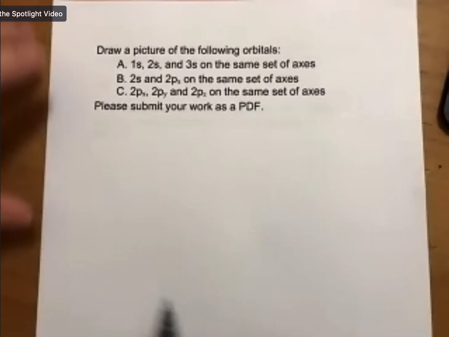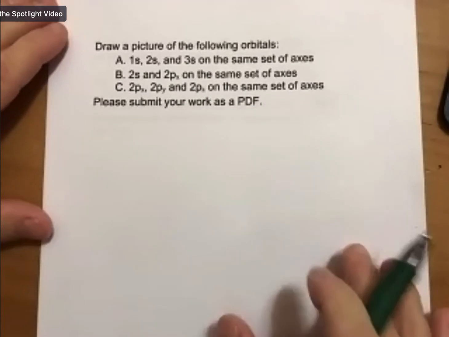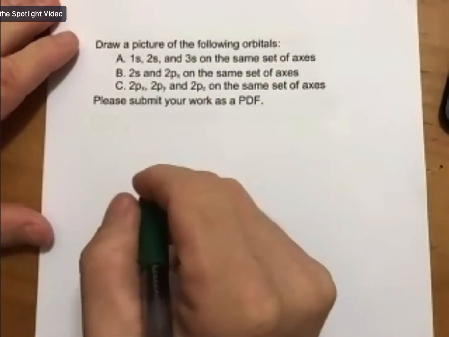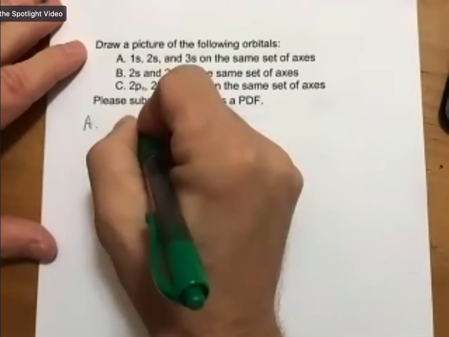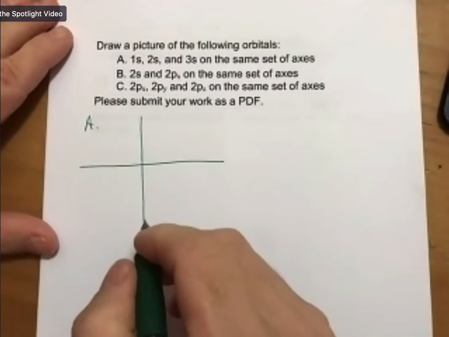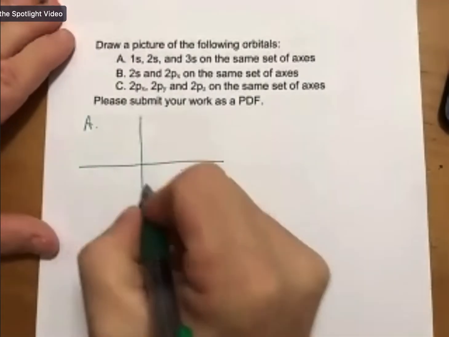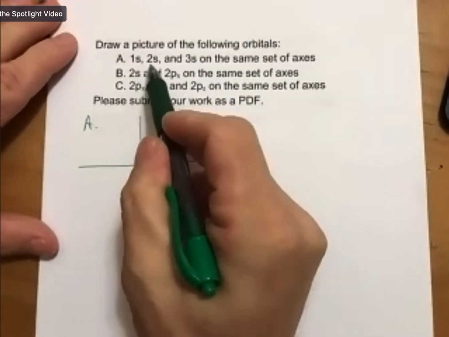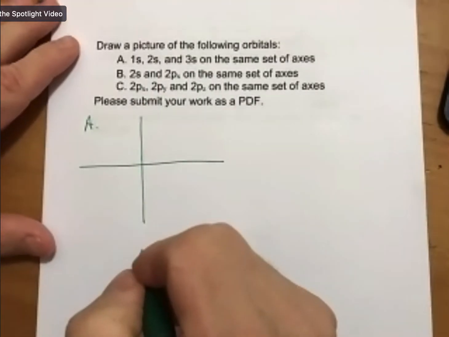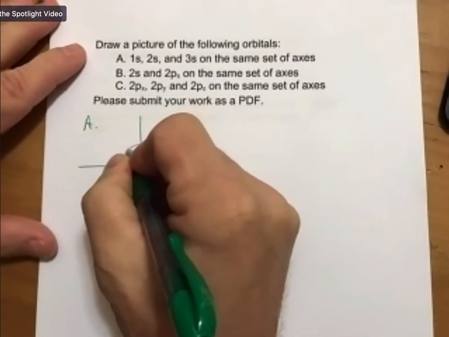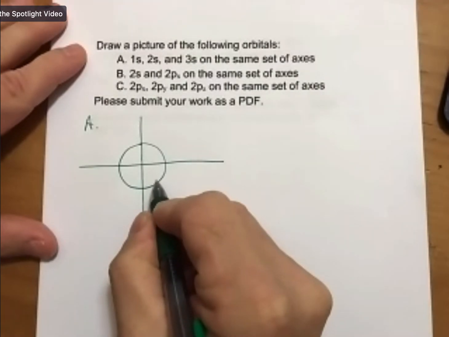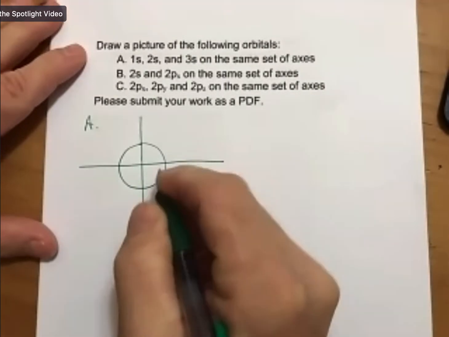Although we've talked somewhat about this and we've done some calculations with this, so 1s, 2s, and 3s. Let's do A here. If we draw them on the same set of axes, the s sublevels in which there is only one orbital are all spheres. And so when we draw them, we draw circles. And where previously we would call this n equals 1, we are now calling this 1s.